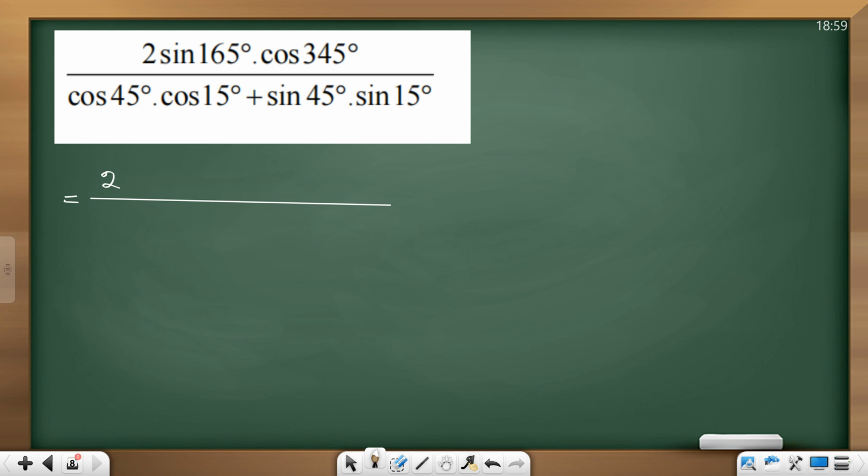Sine 15. Beautiful. Cos 345. Speed now. Cos 345. Everybody's doing it, guys. We're not just writing. Cos 15. Do we agree? Yes. Everybody's doing it. We're not just writing. Okay. Cos 15.